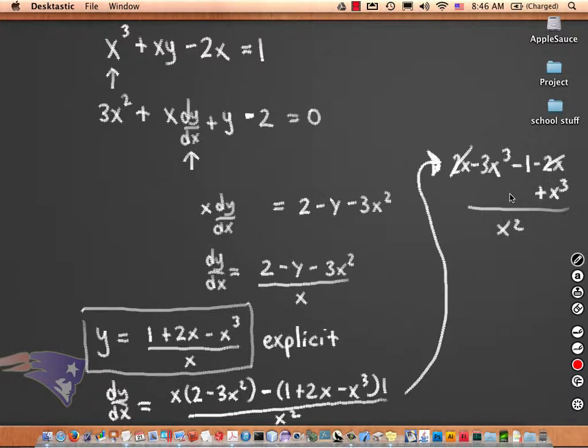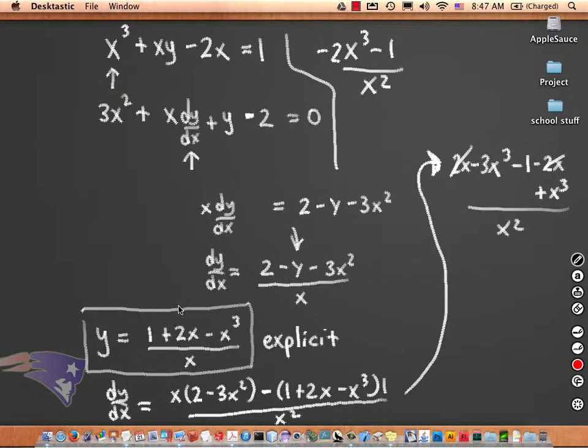Now let's see what we can do here. So we eventually get, make sure I write this correctly. That's a negative, right? I want to put the positive first, x cubed and negative 3x, is that a 3x squared? Yes. Okay, so that becomes negative 2x cubed minus 1, all over x squared. Is that it? Okay.